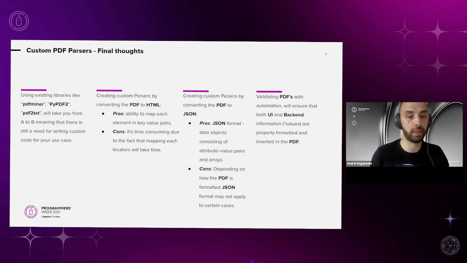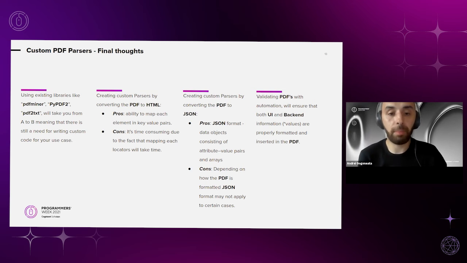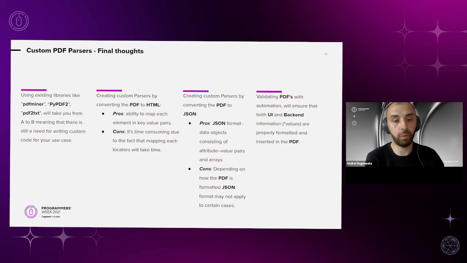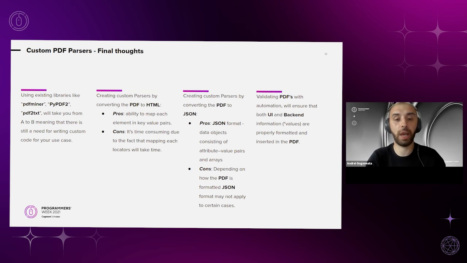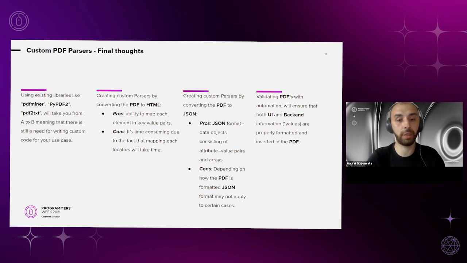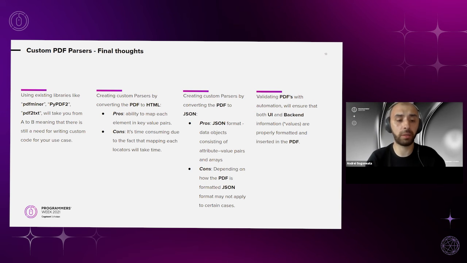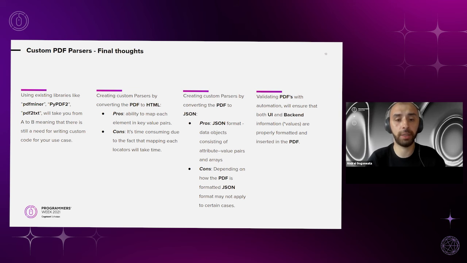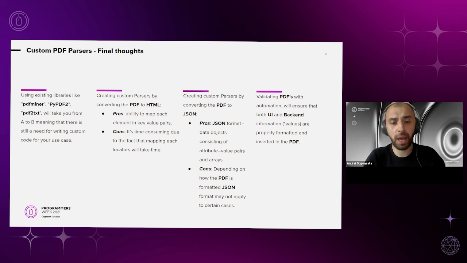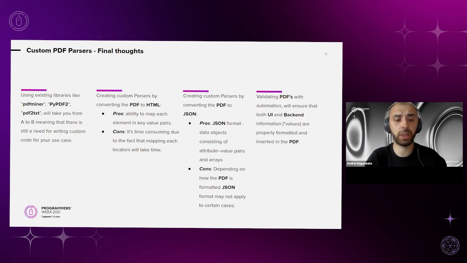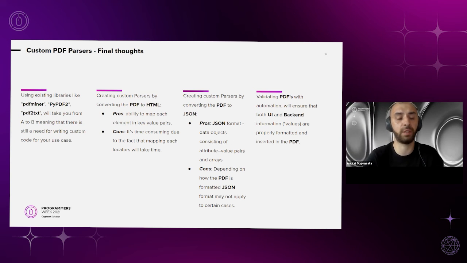It still needs additional code for you to write, that certain code will not be available in those kinds of libraries. The second thing is, if you create a custom parser by converting the PDF to HTML, the pros here are that you will have the ability to map each element in a key value pair, like Andrei showed you. But the big con here is that it's very time consuming, and due to the fact that you will have to map each locator, it will take a lot of time to map a full PDF, even if it's a small one.